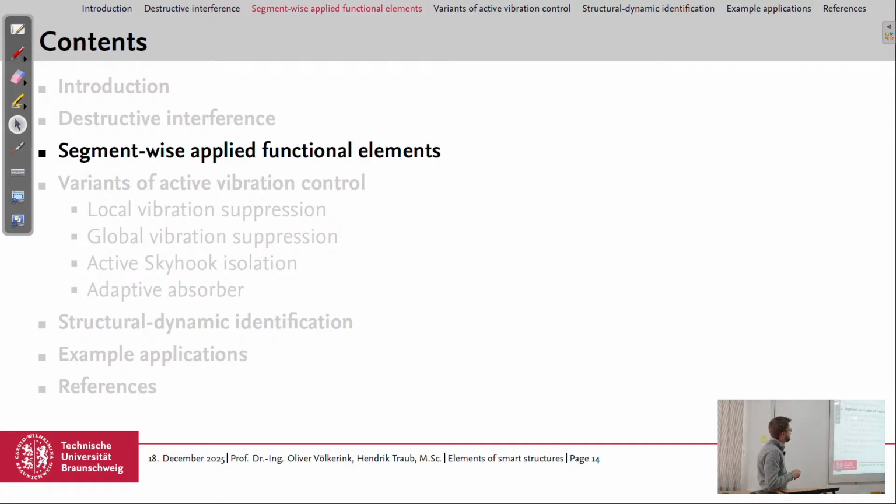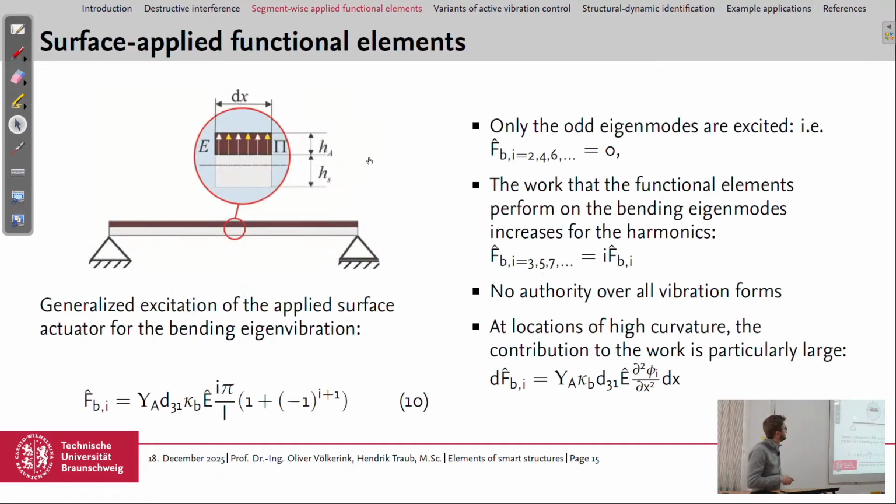So as we have introduced the basic concepts, the two we are looking deeper into, the local vibration suppression and the global vibration suppression, we are now looking at segment-wise applied functional elements, and we start with a functional element on the whole surface of the simply supported beam. Then we can again, without deriving it in detail, come up with the general excitation of the beam due to the surface actuator, coming in with the kappa B, I will look it up.